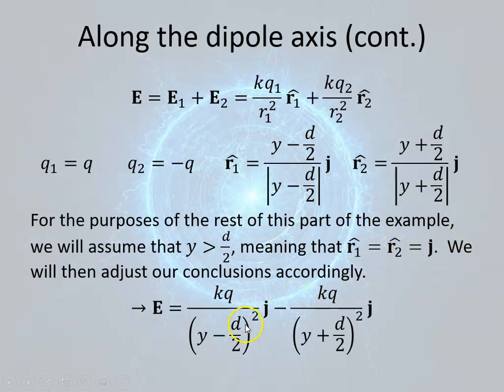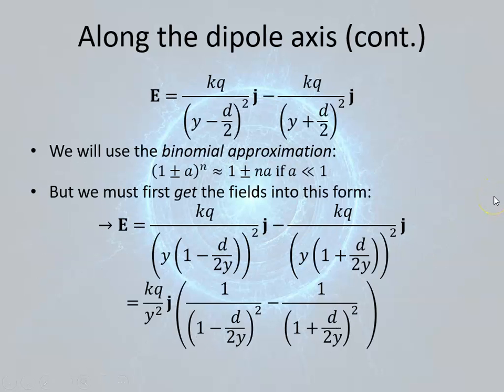So that's what we're looking at right now. What happens when y gets big? This is where we're going to use the binomial approximation. If you haven't memorized the binomial approximation, you need to memorize it now. The binomial approximation states that if you have something of the form 1 plus or minus a quantity all raised to the n power, that's about equal to 1 plus or minus n times a, if a is much less than 1.